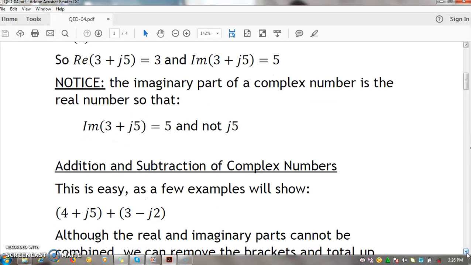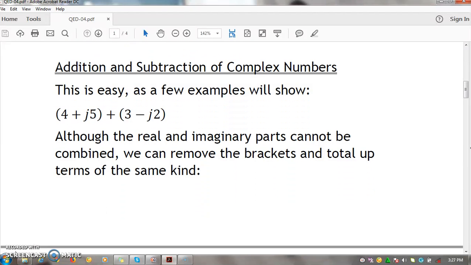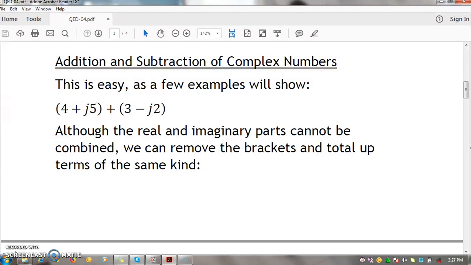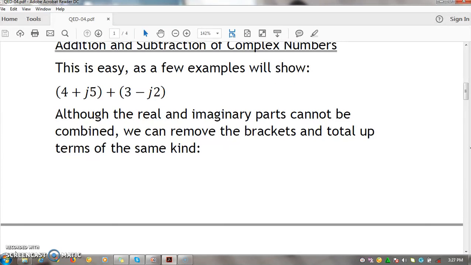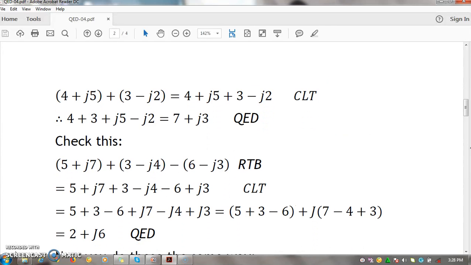So let's look at addition and subtraction of complex numbers. This is quite easy, and we'll have something like bracket 4 plus j5 plus another bracket 3 minus j2. It's not possible for us to add the real and the imaginary part together. But when we remove the bracket, we can easily collect like terms and then solve.